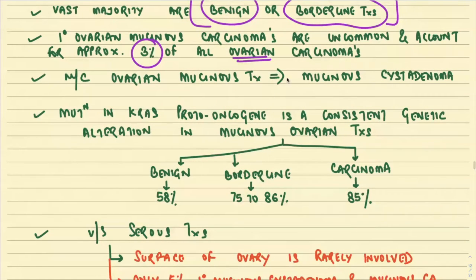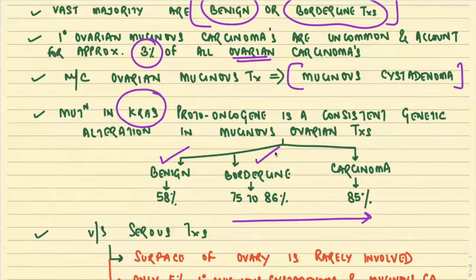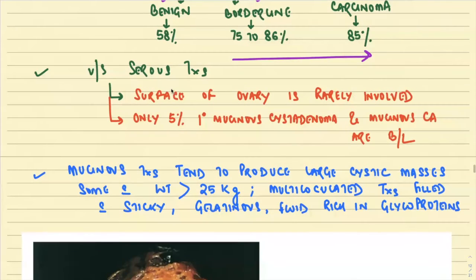The most common ovarian mucinous tumor is the mucinous cystadenoma. And over here, they have a mutation in only one important gene, that is the KRAS proto-oncogene. The incidence increases according to the histology. Around 58% of benign tumors are positive for KRAS, 75 to 86% positivity is seen in borderline, and more than 85% positivity is seen in carcinoma. So versus the serous ovarian tumor, the surface of the ovary over here is rarely involved.